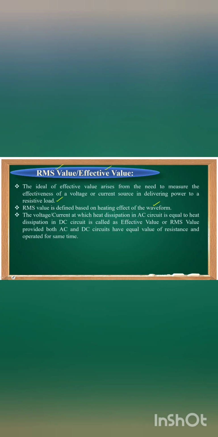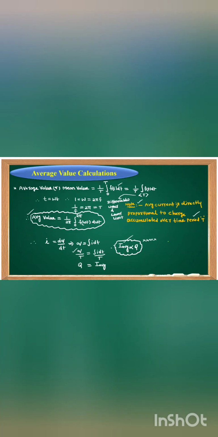Before this, how to calculate RMS values? This point also you have to remember, students, with respect to average value. We can also write one more formula for average value. Average value equals area under the curve divided by time duration. Area under the curve, that is integration. Area under the curve by time duration is also equal to the average value. This is one more formula for average value.